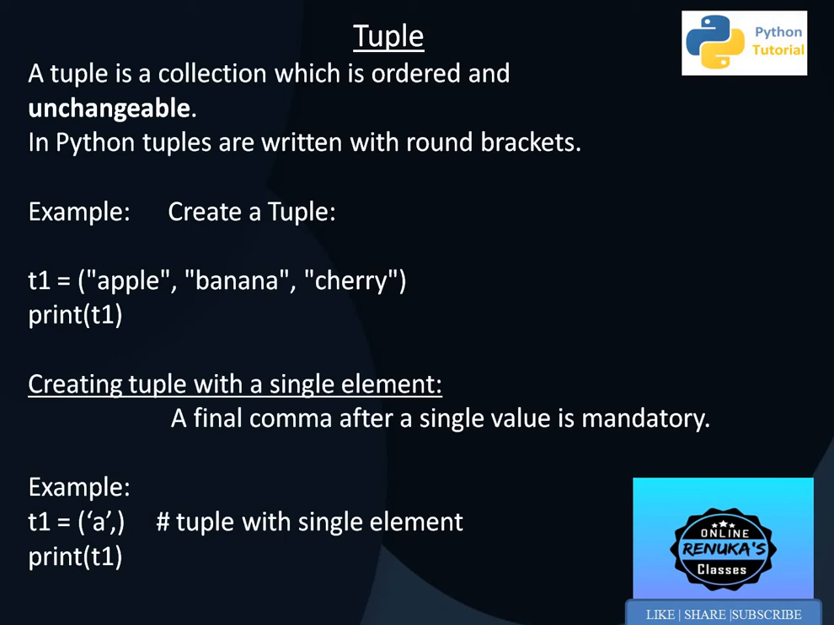So the very first is the definition of tuple. A tuple is a collection which is ordered and unchangeable. Unlike list, in earlier videos we have discussed about list, and in a list we can make changes, but in a tuple we cannot make changes. So a tuple is unchangeable, or we can say immutable.